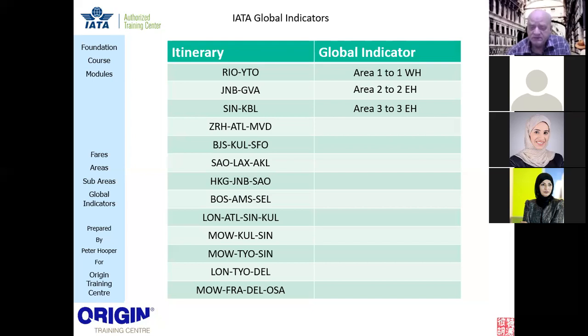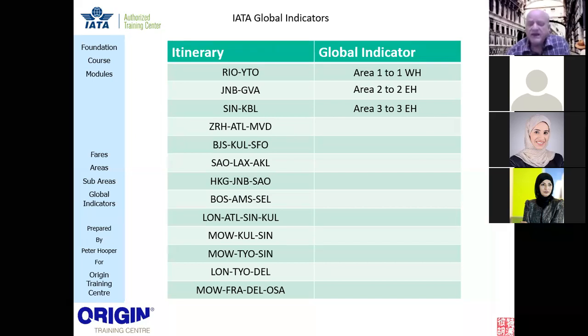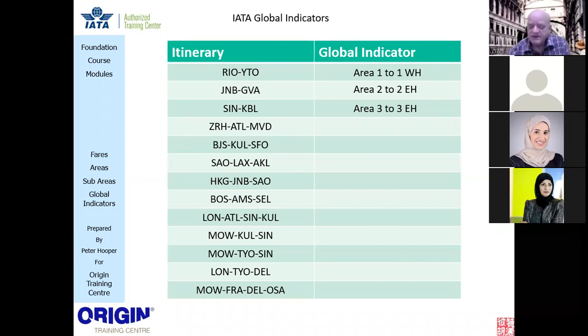ZRH. Zurich. ATL, Atlanta. Atlanta, USA, area 1. MVD, Montevideo. Uruguay, area 1, sorry. So we've got area 2 and area 1. And there's some water in the middle. Which water? Atlantic. ATL is Atlantic. Okay.